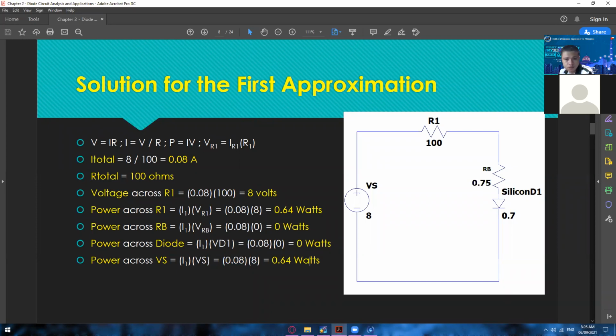Okay, so it's like there were 6 out of 22, 7 out of 22, 7, 8, 9. Okay, so what about the others? Okay, great. So it seems that most of you were able to get this one. If you have a question, just let me know. Okay, so that's it for the first approximation.